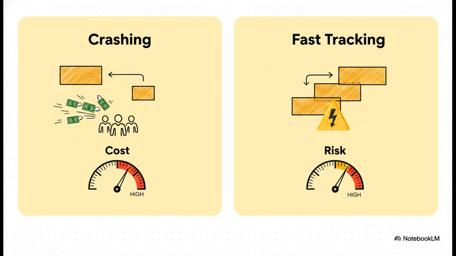Crashing is basically solving the problem with money, adding more people, paying for overtime. It's really effective for those critical path tasks, but it directly jacks up your cost. Fast-tracking is all about taking on more risk, doing things at the same time that you'd normally do one after the other. This can save you time without adding direct cost, but it dramatically increases the chance of rework. So the question you have to help your client answer is, which can their project absorb better? An increase in cost or an increase in risk?